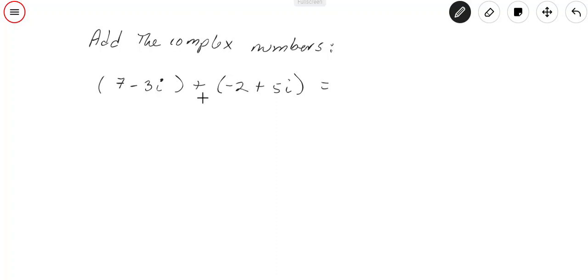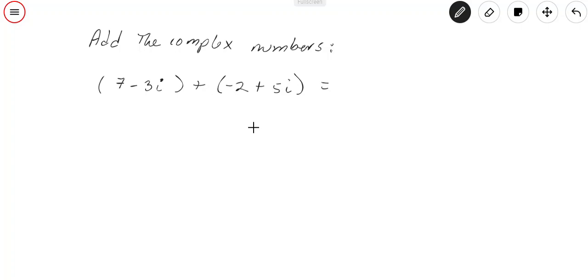In the books, they will give you formulas to perform this addition of complex numbers and the subtraction of complex numbers. But to me, it's really confusing, so I just explain this in a different way. I say, okay, I have the addition of these two complex numbers. 7 minus 3i is a complex number, and negative 2 plus 5i is another complex number. I have both numbers in parentheses, just to establish the limits of each number.